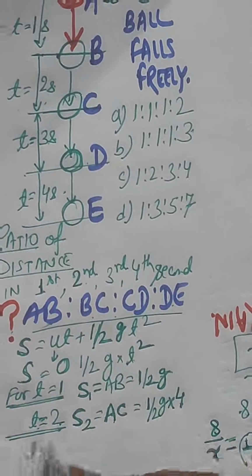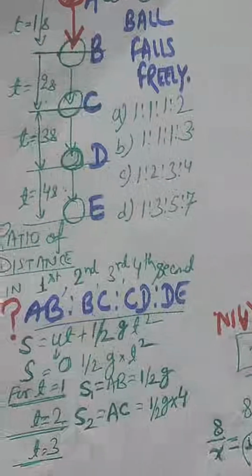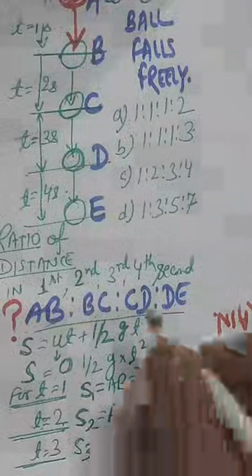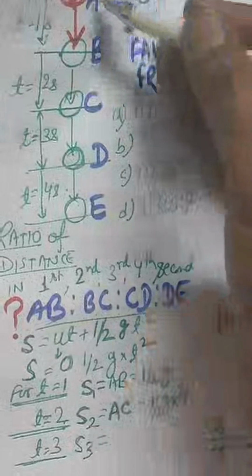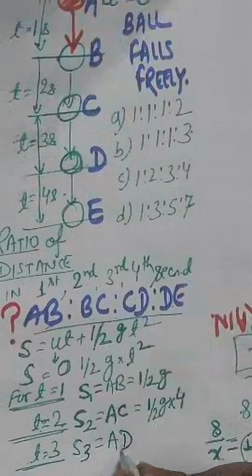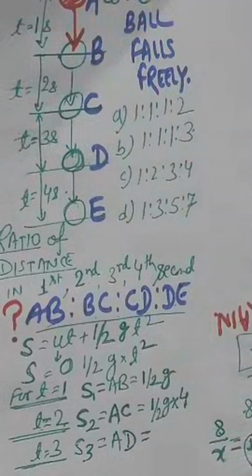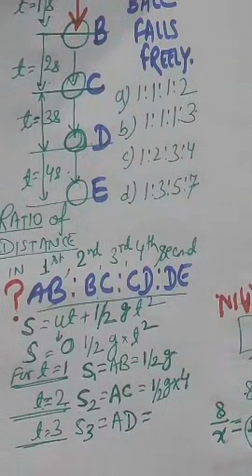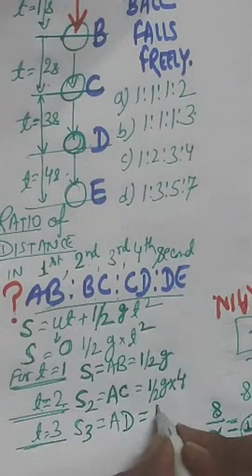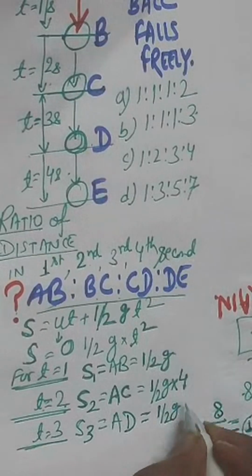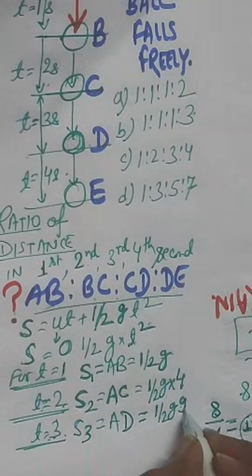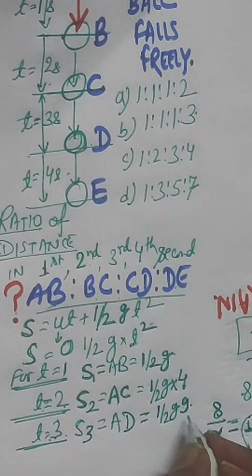Again, for t equal to 3 seconds of time, let us calculate the distance. AB is calculated, then AC, and now let us calculate AD. Again, the initial velocity is 0, right? So it will be 0 plus half into g into 3 square. T will be equal to 3. For t equal to 3, it will be 9, right? 1 by 2 into g into 9, right?